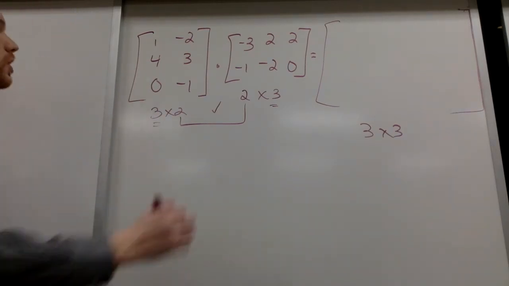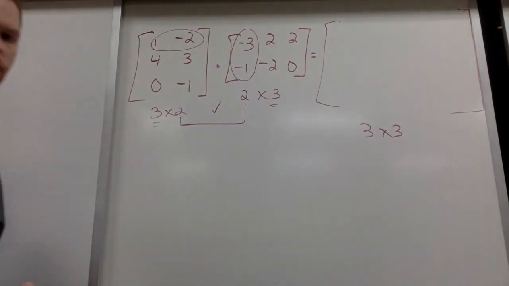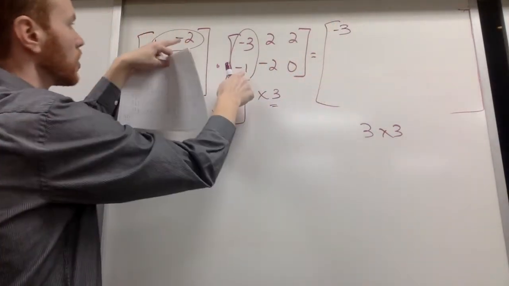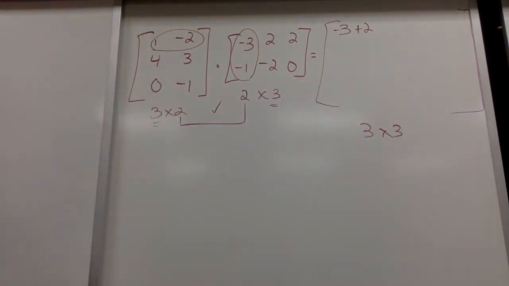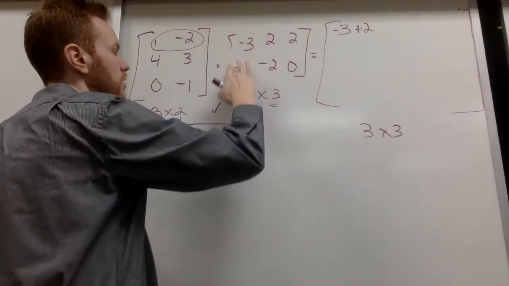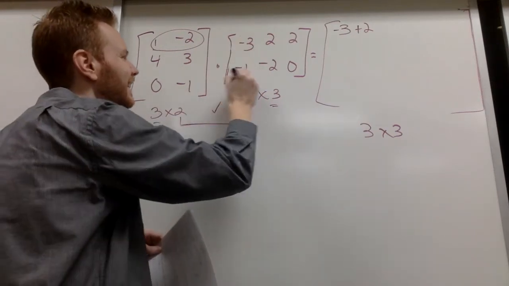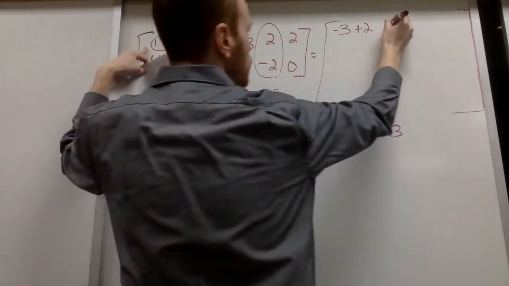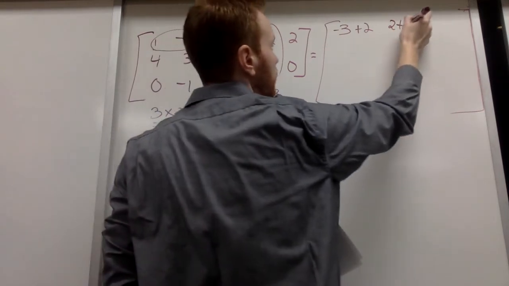All right, so we're going to do the same thing. We're going to do a row by a column. So 1 times -3 is -3. -2 times -1 is a +2. Okay, now we're going to change it. My fingers are going to be with so much marker on them. Now we'll go to the next column. So 1 times 2 is 2. -2 times -2 is -4.